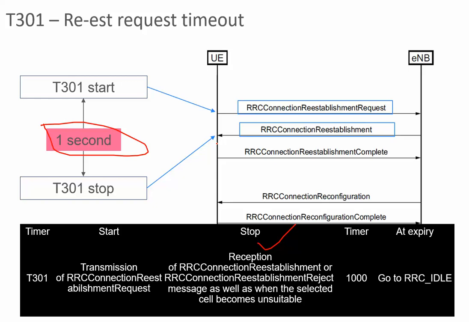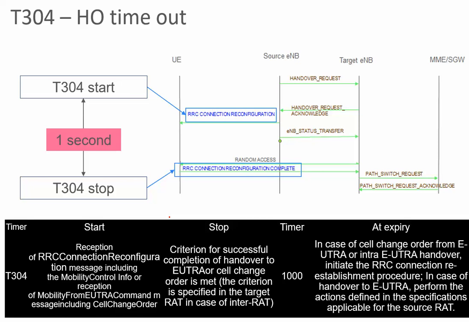And if we do not get a response within the 1 second that we set for the T301 timer, then the UE goes to idle mode. This timer is set by the network parameter. We will discuss that some time later.